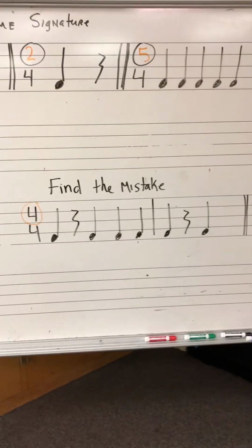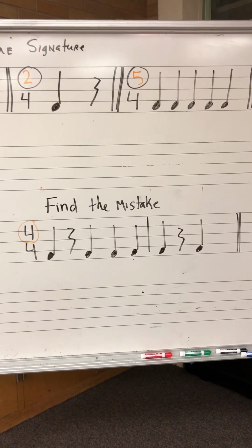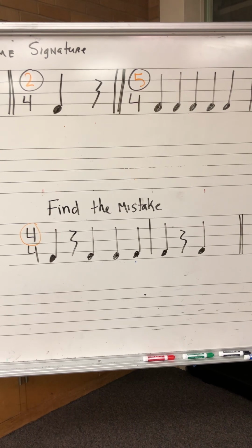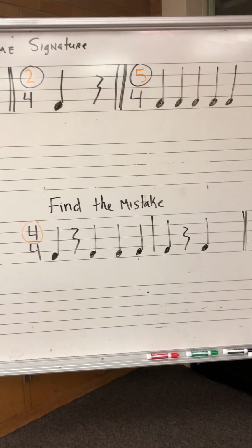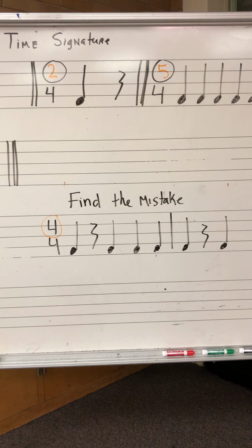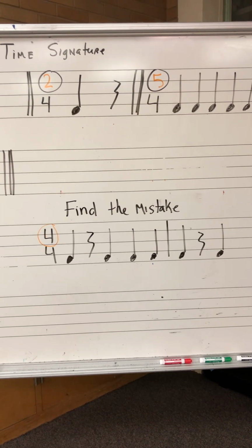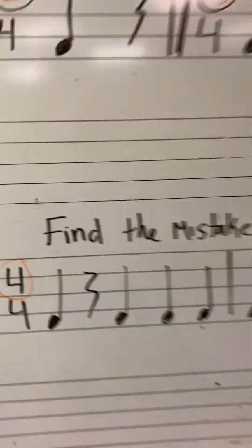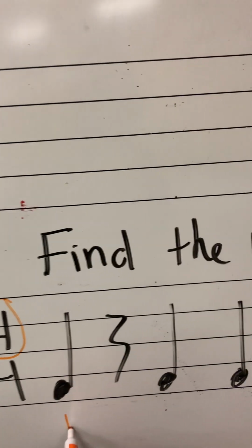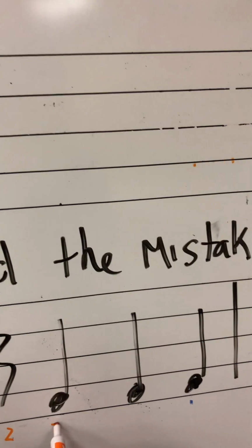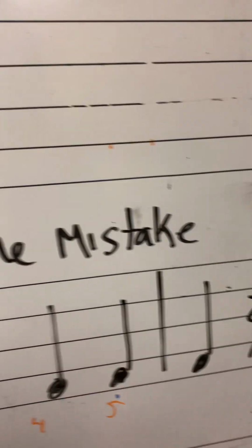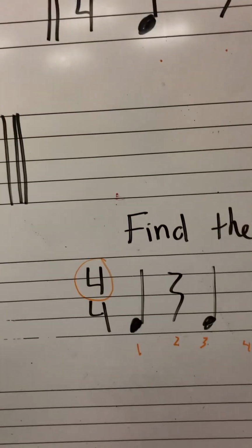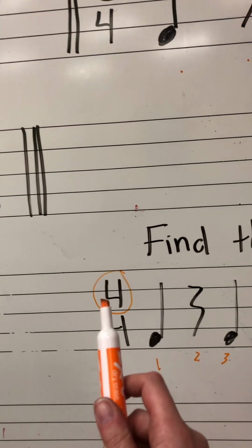I'll try to zoom out so you can see it. What's wrong with the first measure? Pause the video, someone raise your hand and tell me what you think's wrong with it. Did you notice that there's 5 beats in that one? So you see right here, we have 1, 2, 3, 4, and then 5. There's 5 there, so that can't be possible because we have a 4. So we have to get rid of one of those notes.